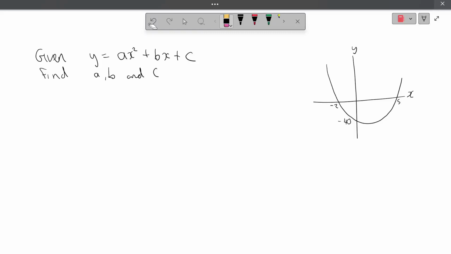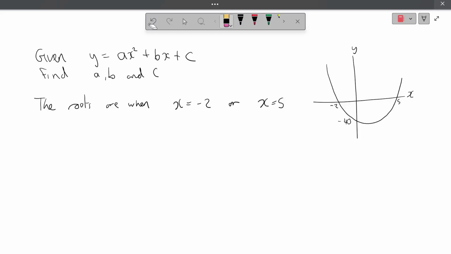So here we have another graph, and we have y equals ax squared plus bx plus c. Find a, b, and c. Now this time, the graph's been sketched or drawn for us, and we know where it crosses the y-axis and where it crosses the x-axis. And what we know is that the roots are when x equals minus 2 or x equals 5.